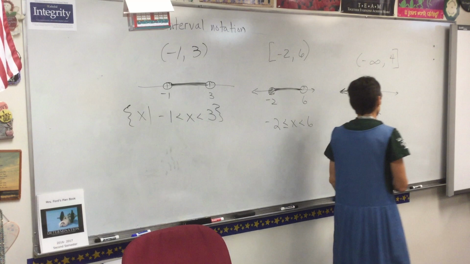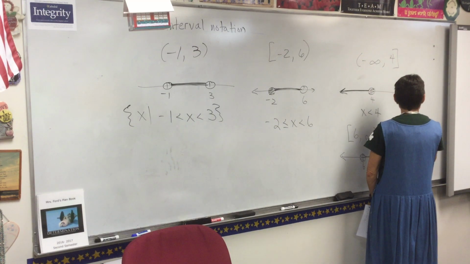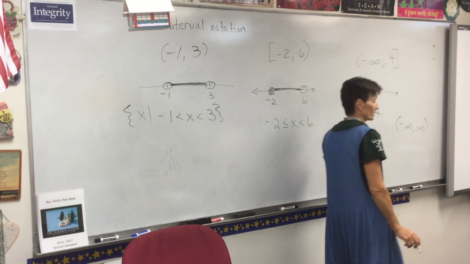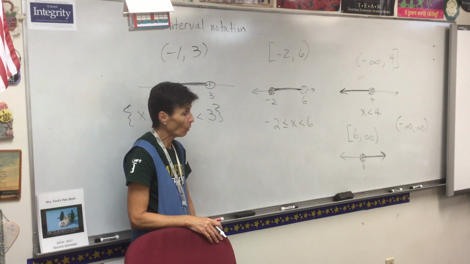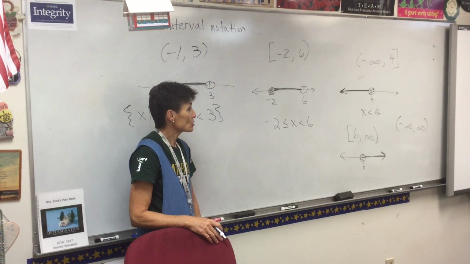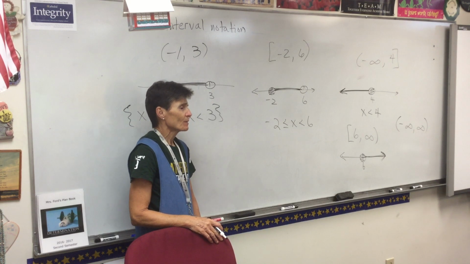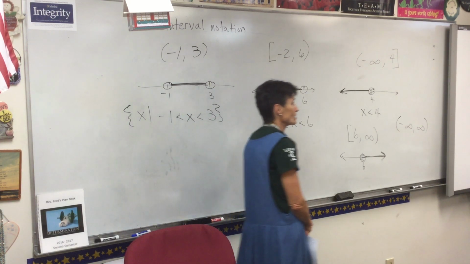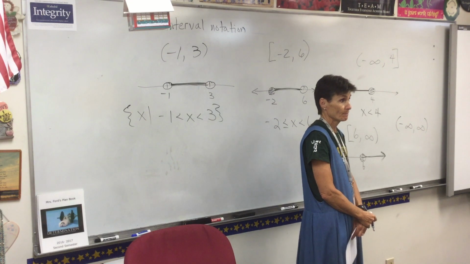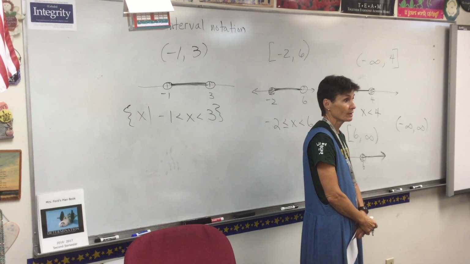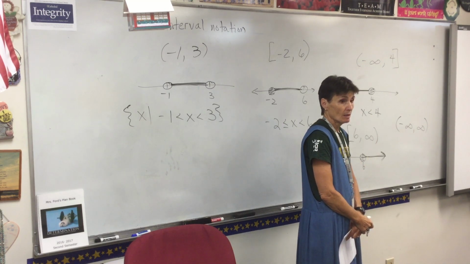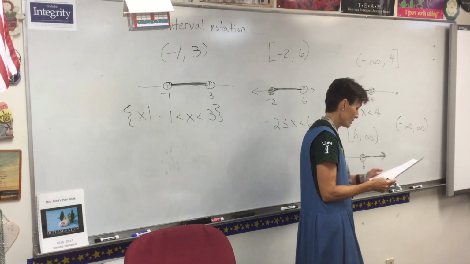What if someone wanted you to graph this? What would that look like? Just a line. That's the whole number line? The whole thing. That's everything. So think back to the times when you answered a question by saying all real numbers. That would be the answer in interval notation for all real numbers. That's everything. That's pretty easy.